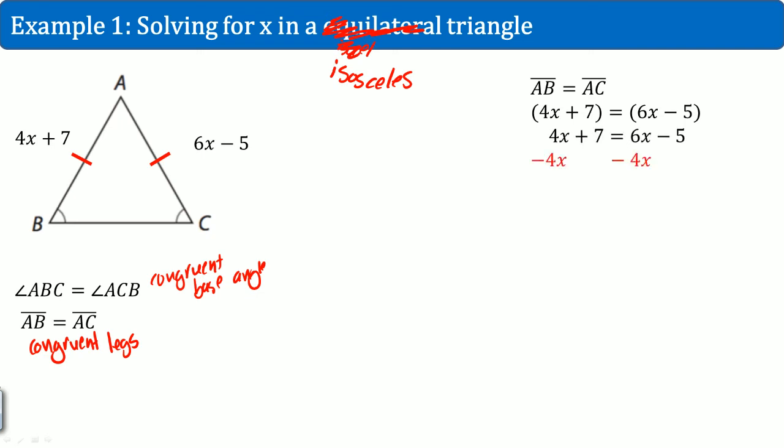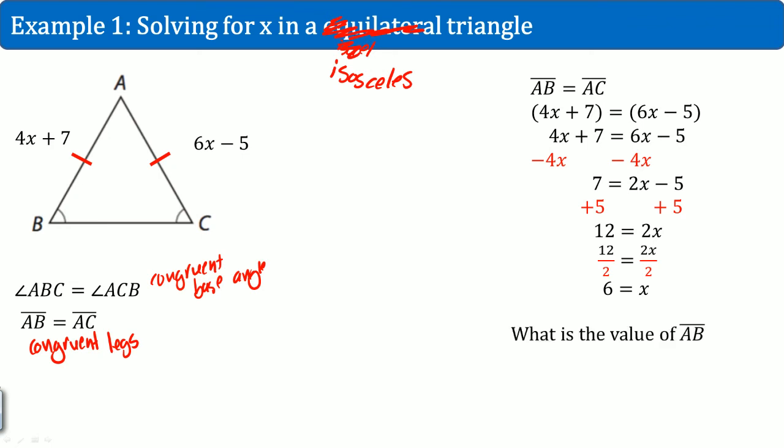Once you set up these two expressions equal to each other, you can now solve. You're going to subtract 4x from both sides because you want to remove the smallest variable first. Then you get 7 equals 2x minus 5. Add 5 to both sides, you get 12 equals 2x. Divide by 2, you get x equals 6.